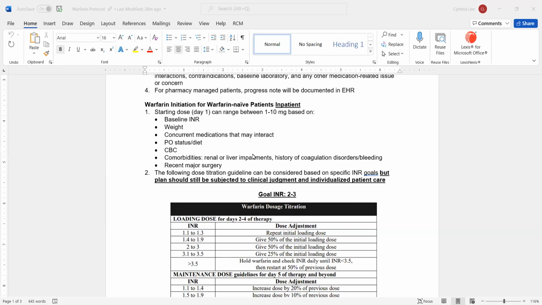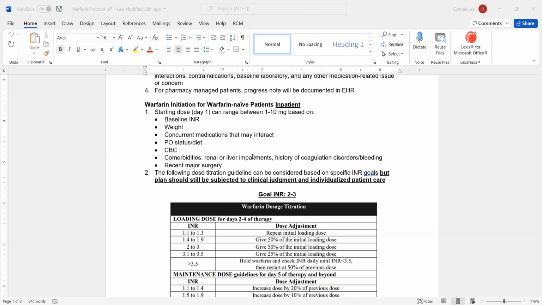So those are the things you need to think about while starting somebody on warfarin. How about PO status or diet? You all know that warfarin can interact with vitamin K containing diet. So if they're not eating well, or if they eat too much leafy green, then it might affect the INR, right? So consider all of that.